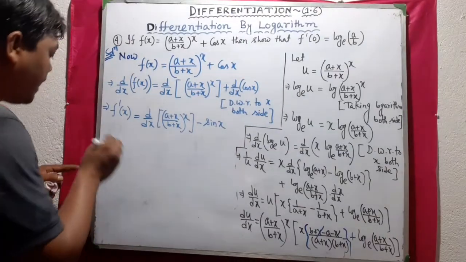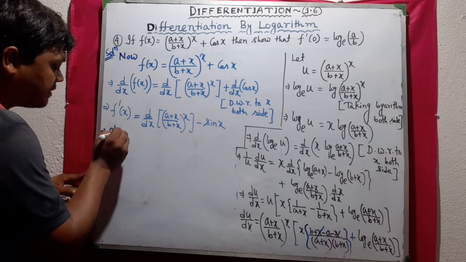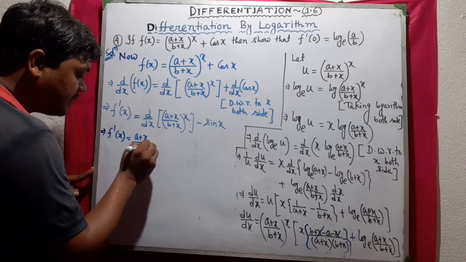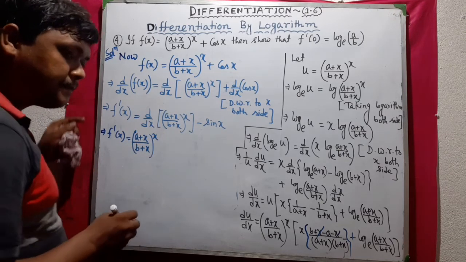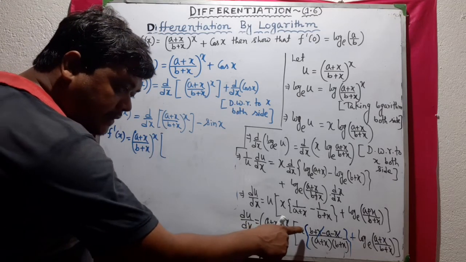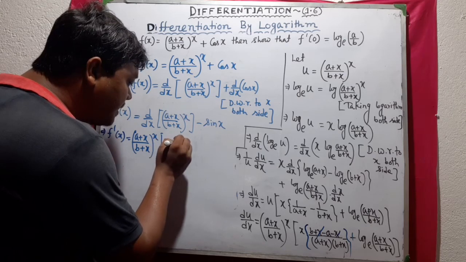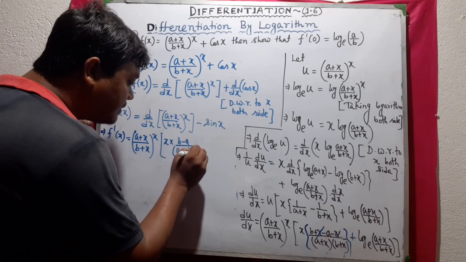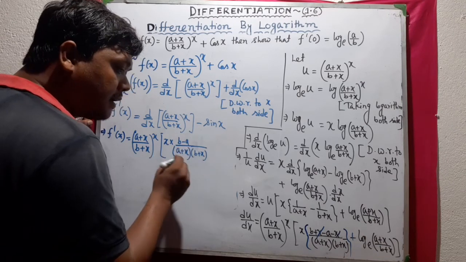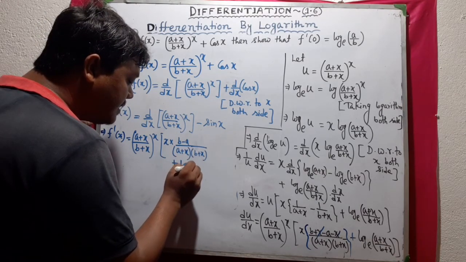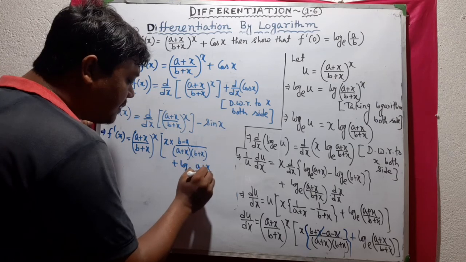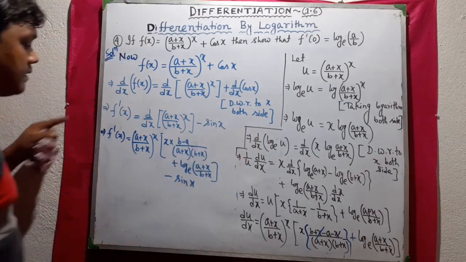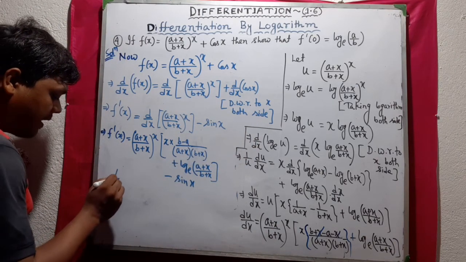So f dash x equals (a plus x by b plus x) whole to the power x, into x into (b minus a) by (a plus x) into (b plus x), plus log base e (a plus x by b plus x), minus sin x. একটা sin x ছিল আমাদের, so we put x equals to 0 for f dash 0.